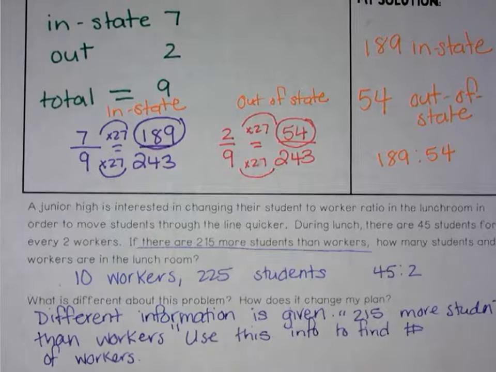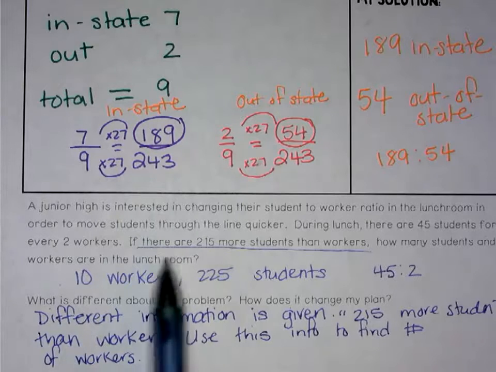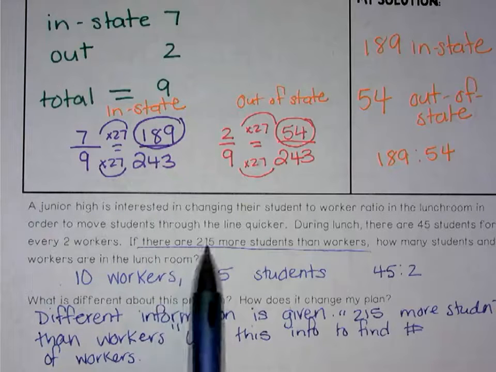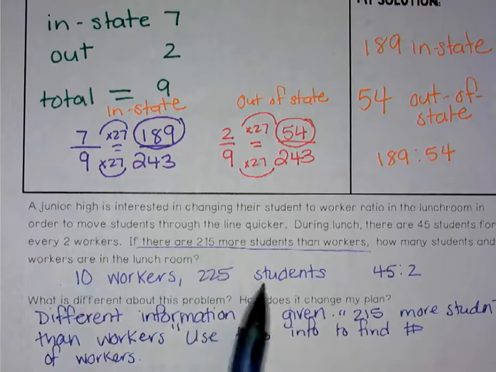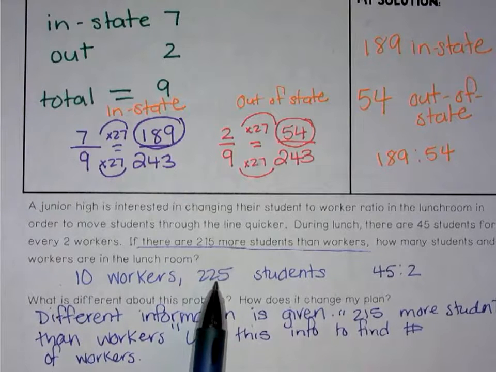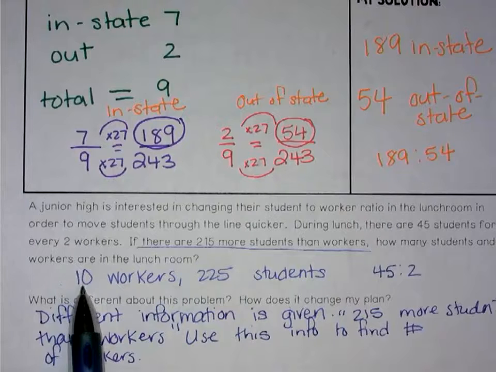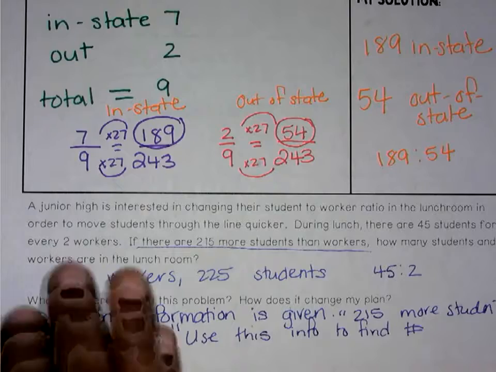So this one, you will have a ratio where you have to work backwards because you have to know that if there's 215 more students than workers, let's do 10 and 225 because there's 215 more. So if you add 215 to the 10 workers, you get the number of students, and if you subtract 215 from the students, you will get 10. So in this sense, they wanted you to work backwards. You won't have problems like this often on your test, but we're going to go ahead and flip to the back.